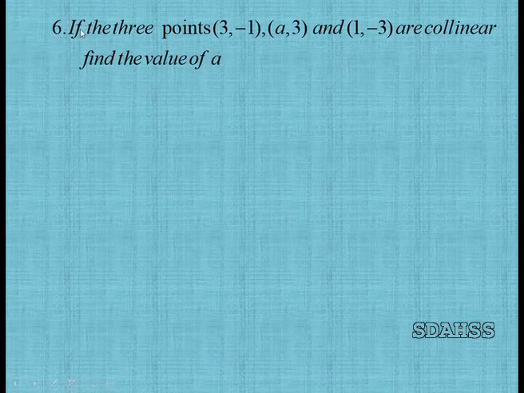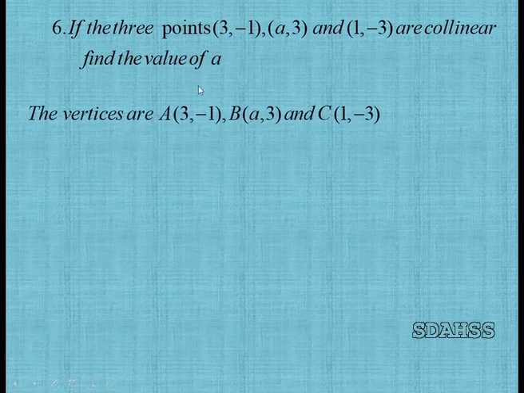Sixth sum. If the 3 points 3 comma minus 1, a comma 3 and 1 comma minus 3 are collinear, find the value of a. Here the given 3 points are collinear, but you have to find the value of a. So the first point be A, the second point be B, and third point be C. A 3 comma minus 1, B a comma 3, C 1 comma minus 3.